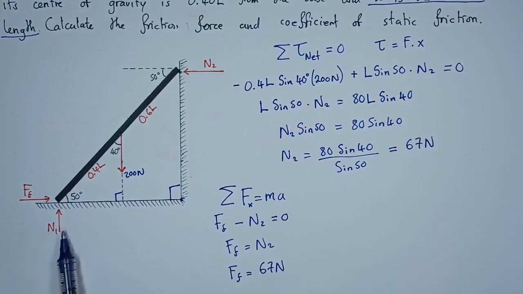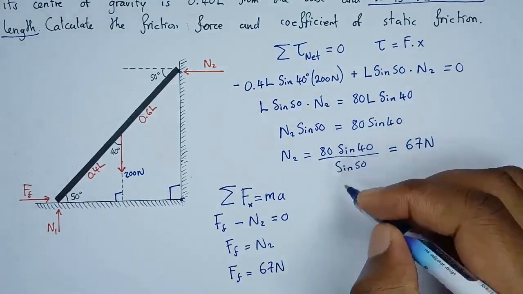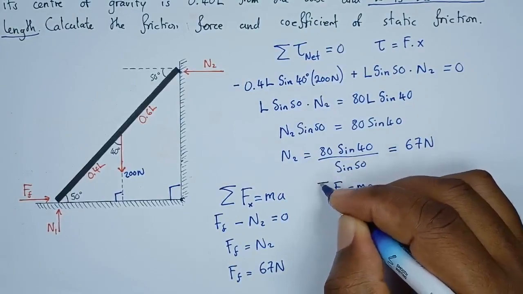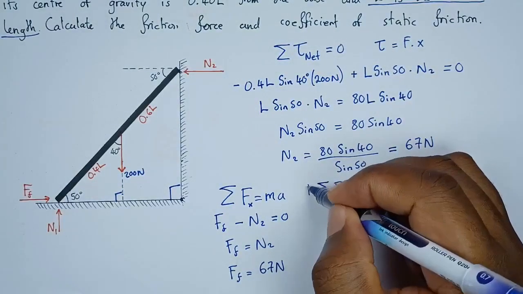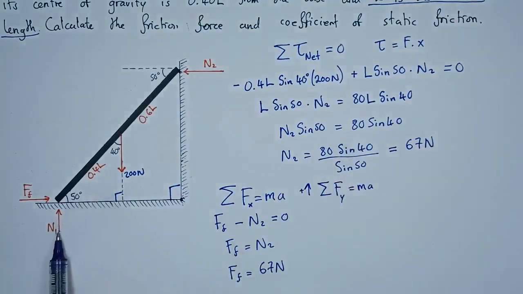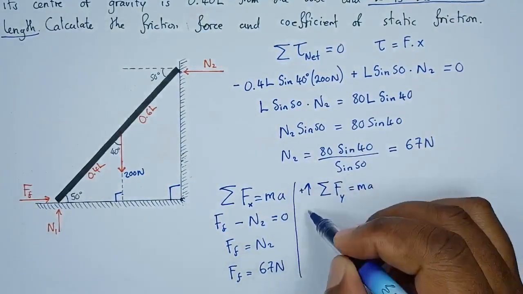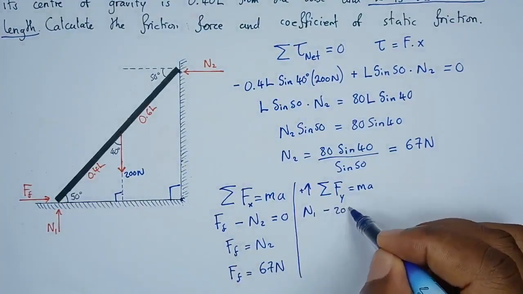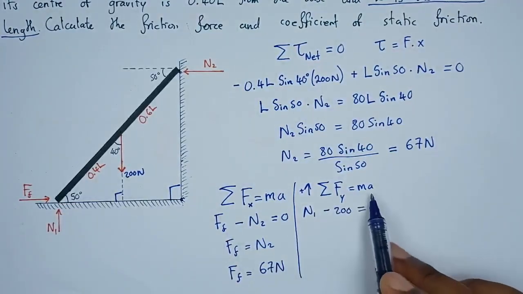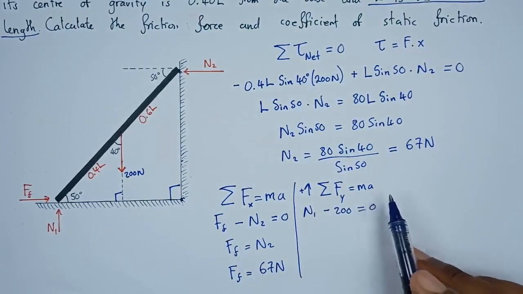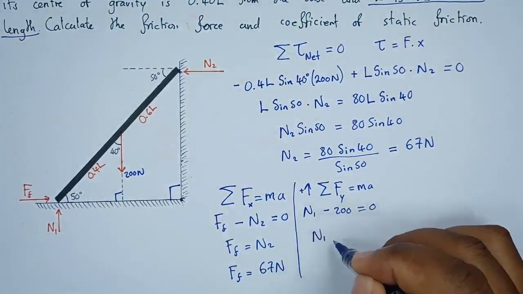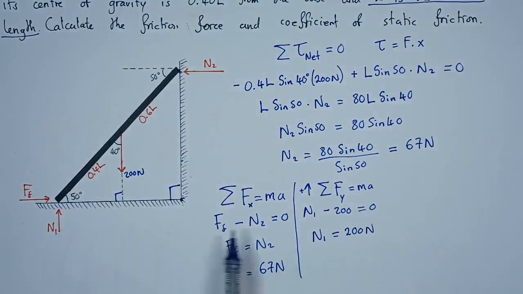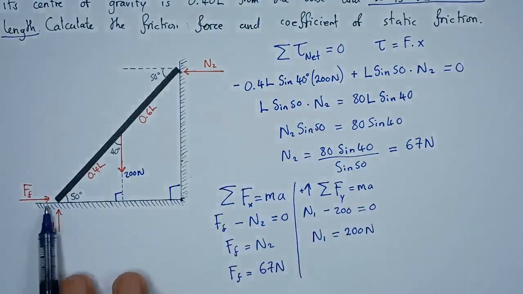To find N1, we're going to use the same Newton's second law, but in the y-axis. Newton's second law of motion states that force is a product of mass and acceleration, but we're in the y-axis and we're summing the forces. So we're taking up to be positive, meaning that the force going up, this one here, N1, is positive, and the force going down, which is this one here, is negative 200. So this is equals to 0. Again, there is no acceleration, hence it's equals to 0, meaning that N1 is equals to 200 newtons. So normal force 1 is 200, normal force 2 is 67, and friction force is 67.